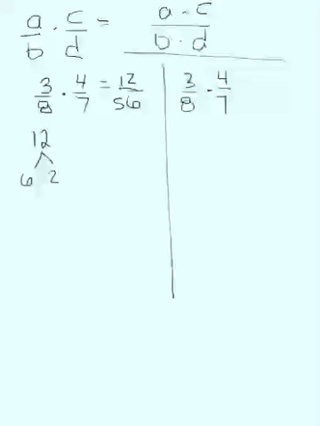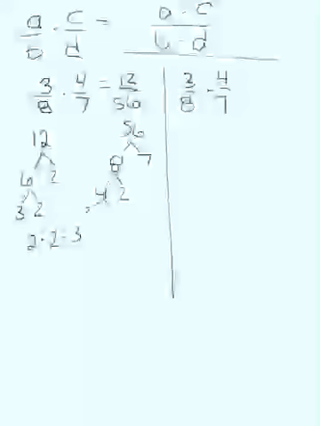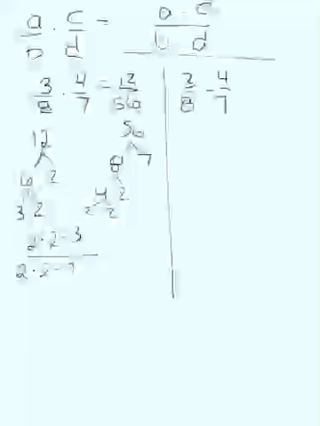Okay, how can I break down the 6? Good. So my top will be 2 times 2 times 3. 56 breaks down to what? 8 and 7. Which one of those breaks down? Into? And which one of those breaks down? Into 2 and 2. So we have 2 times 2 times 3 over 2 times 2 times 2 times 7.